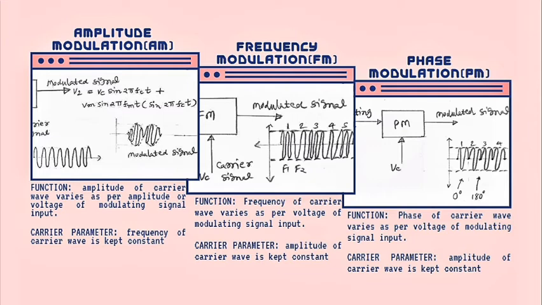As per their carrier parameter, for AM, frequency of carrier wave is kept constant. For FM, amplitude of carrier wave is kept constant. And for PM, amplitude of carrier wave is kept constant also. Now, in terms of their similarities, all these modulation types are analog modulation techniques. In addition, all the modulation types are used to transmit information from one place to a distant place. And mostly, these techniques are employed in wireless communication.